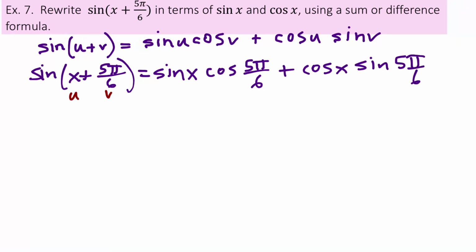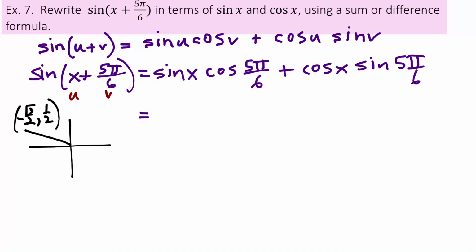Okay, so I've done my substitutions. Now I'm going to notice that 5 pi over 6 is one of my angles on the unit circle. So in the second quadrant, 5 pi over 6, we've got a negative square root of 3 over 2 as my cosine, and 1/2 as my sine. So now I can do some more substituting here.